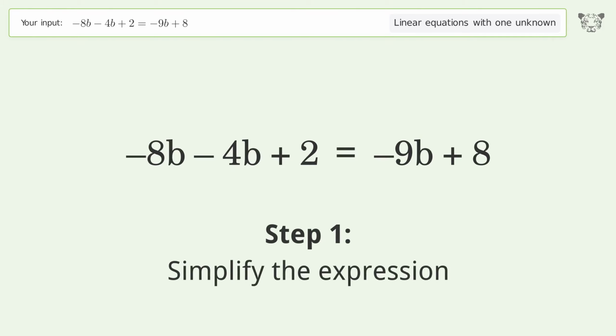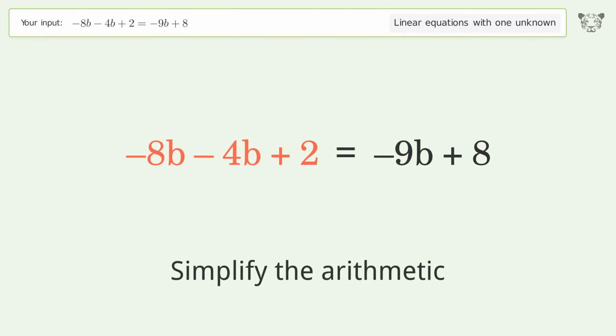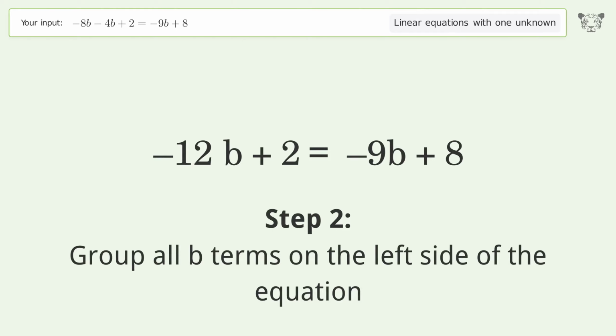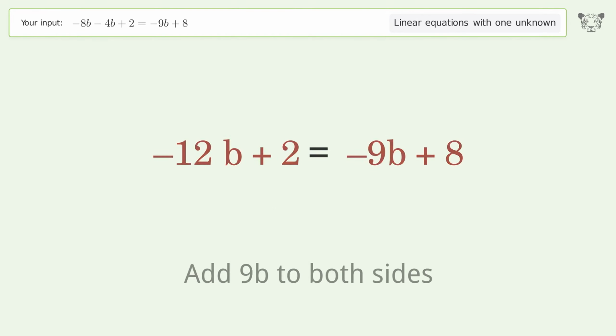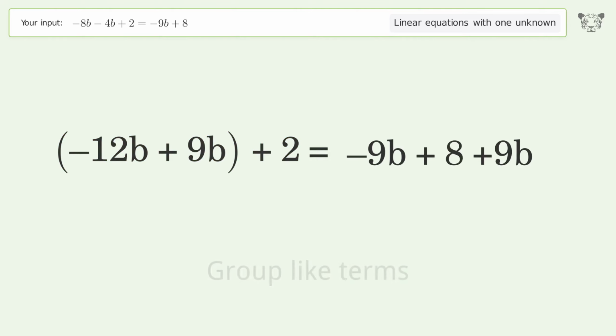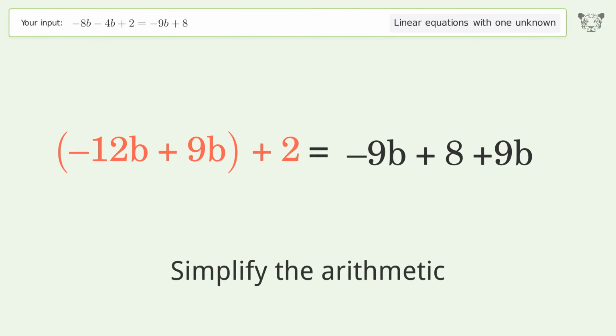Simplify the expression. Simplify the arithmetic. Group all b terms on the left side of the equation. Add 9b to both sides. Group like terms. Simplify the arithmetic.